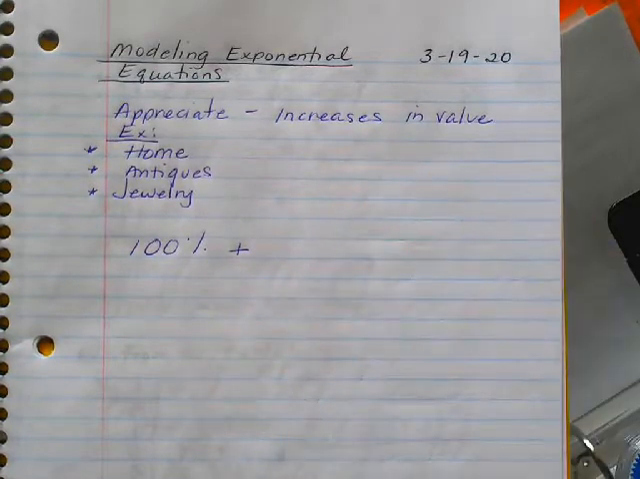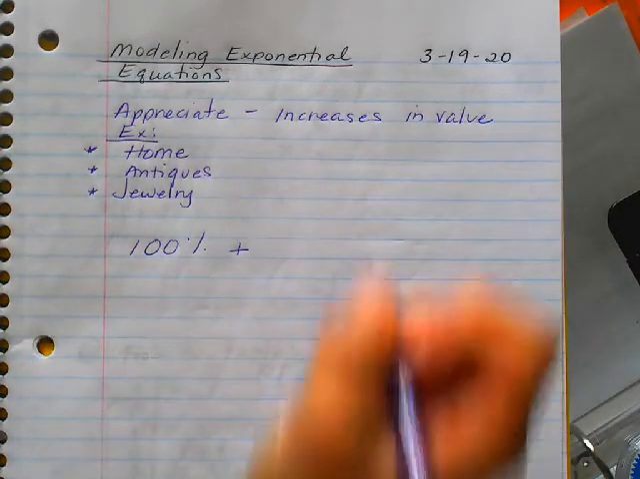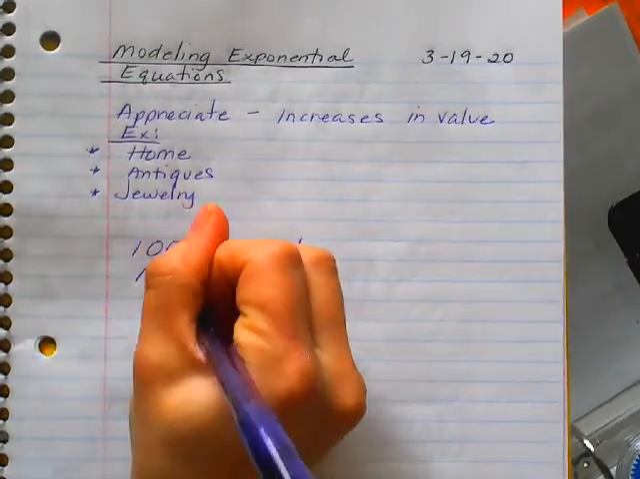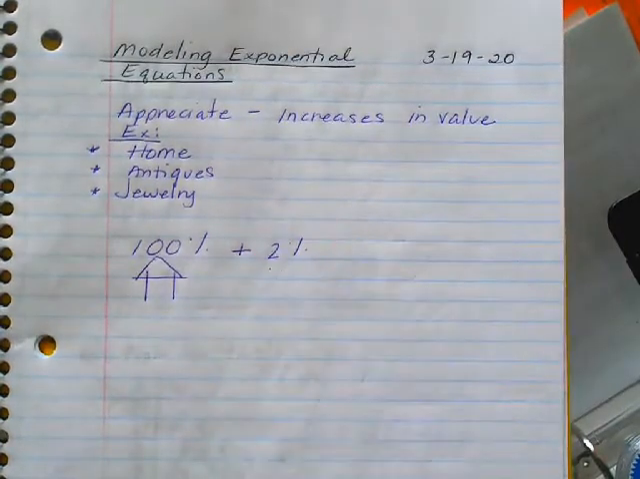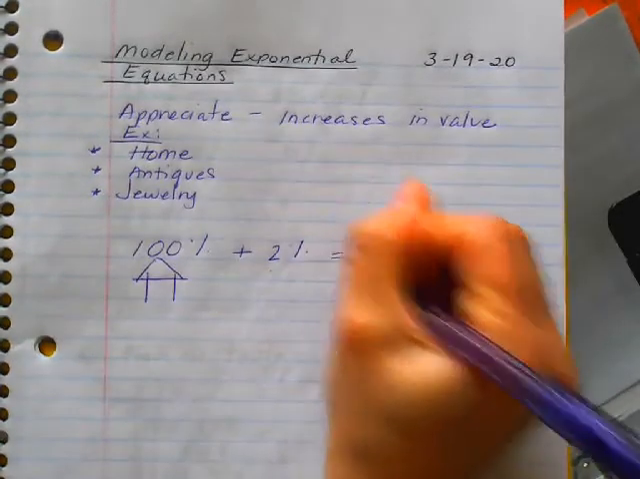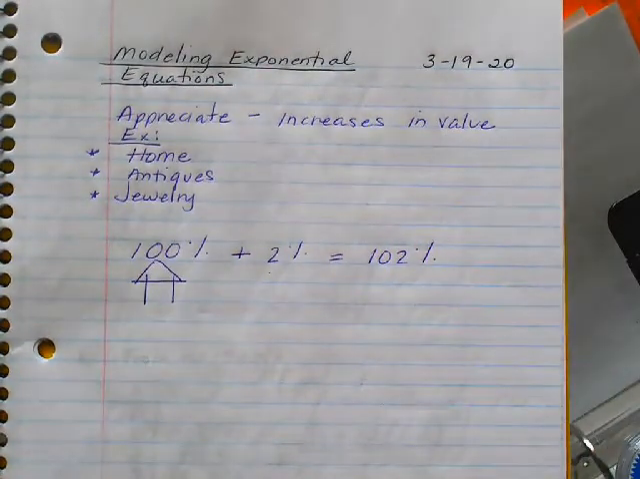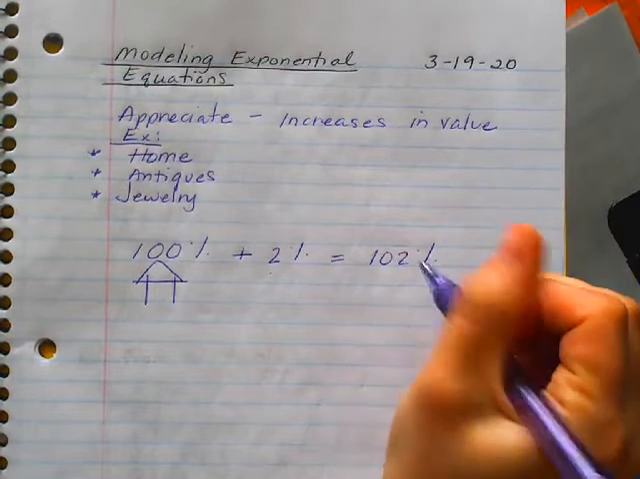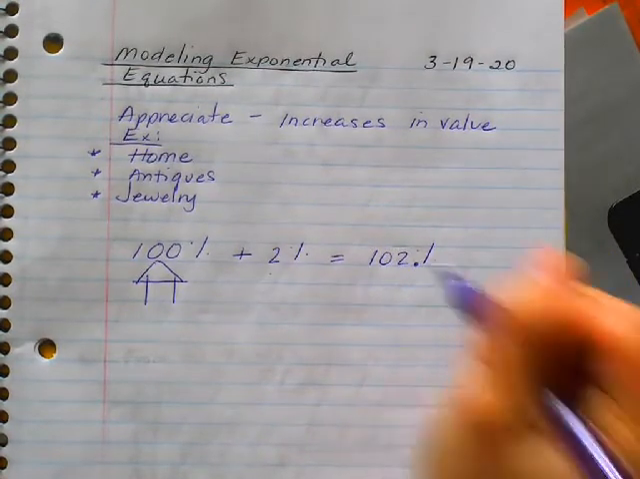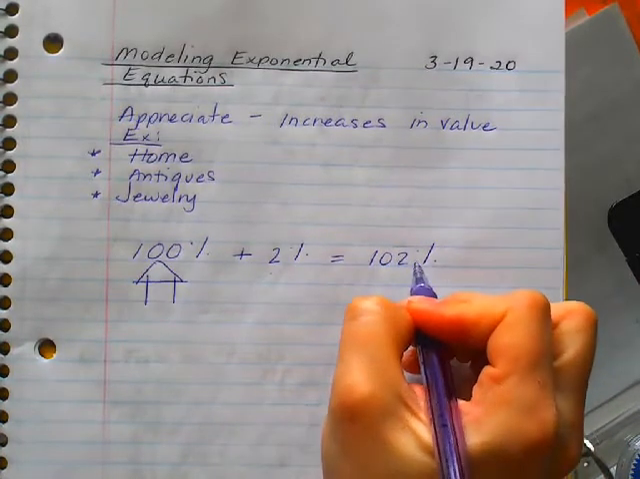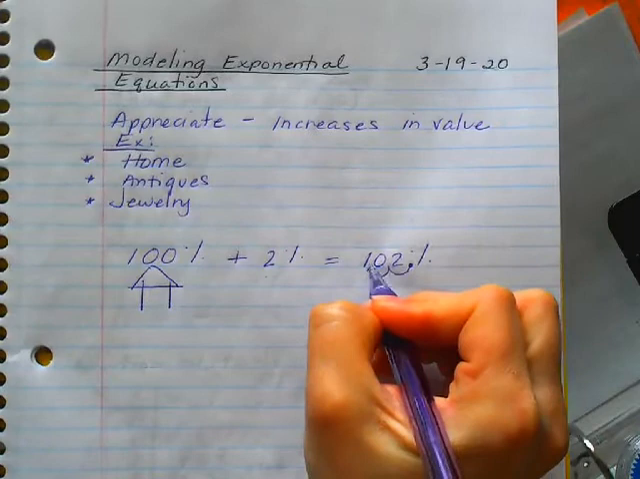So for example, if your home appreciates by 2% per year, you are maintaining 100% of the value of that home plus the amount that it's appreciating by for a total of 102%. And for the purposes of exponential functions, we know that our growth rate, our b, is always written as a decimal. So if something's 102%, imagine that decimal point is on the far right-hand side. And to convert percentages to decimals, you move that decimal place 2 places to the left.